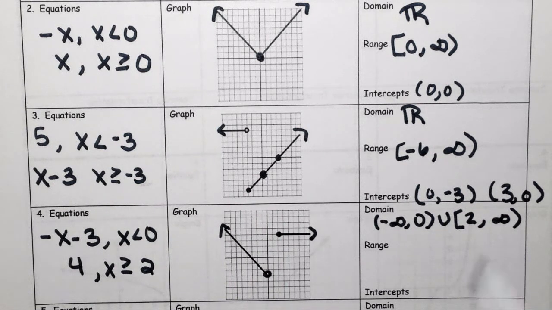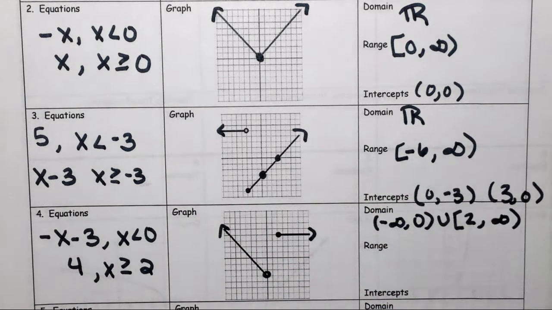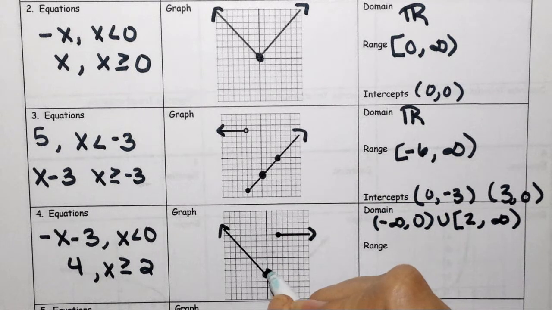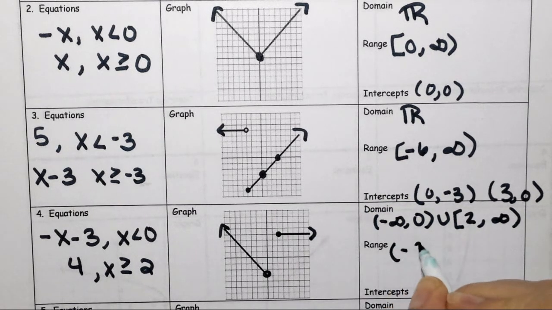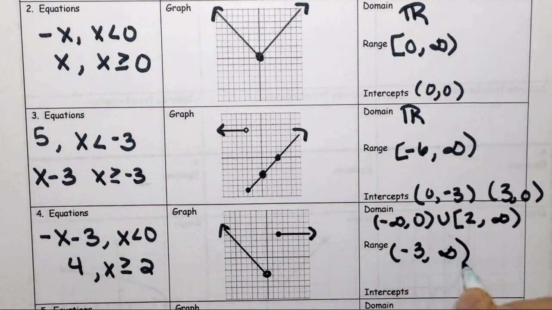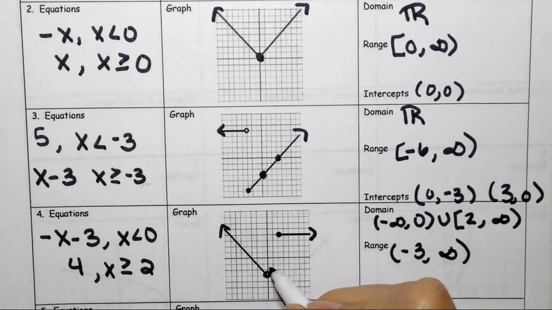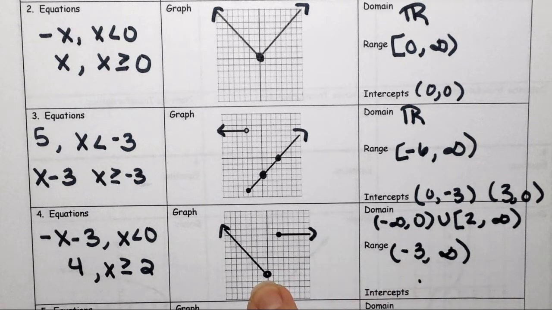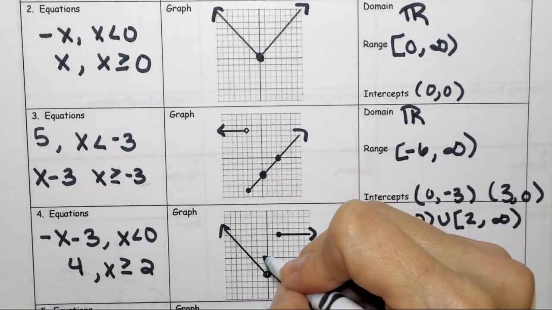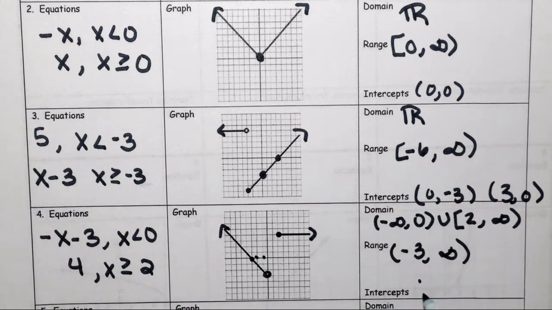My range is going to go from the bottom to the top, so 1, 2, 3, but I'm not using the 3, so from -3 off to infinity. My y-intercept and my x-intercept: it looks like I'm touching at 1, 2, 3, but it's an open circle, so I'm not going to include it. 1, 2, 3, but I am touching at -3, 0.